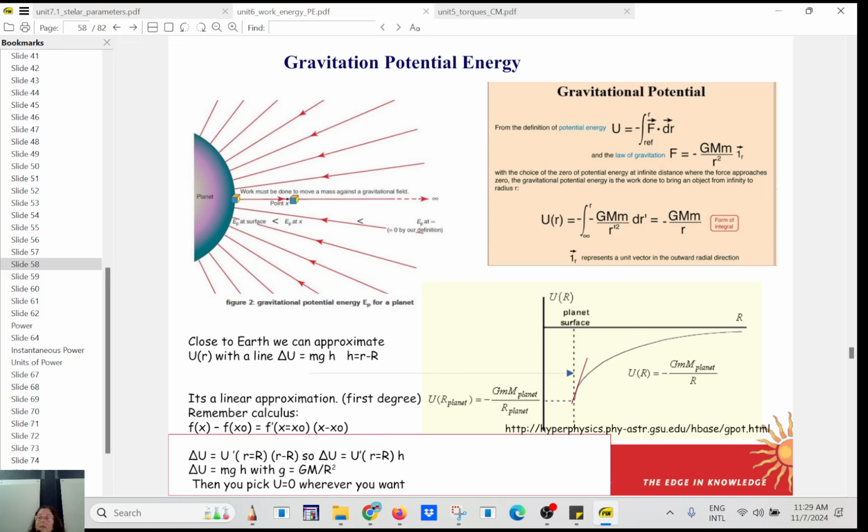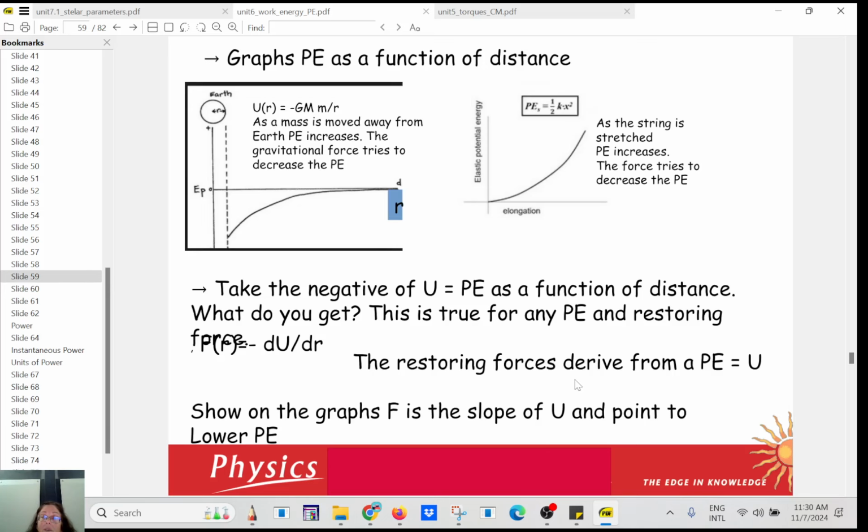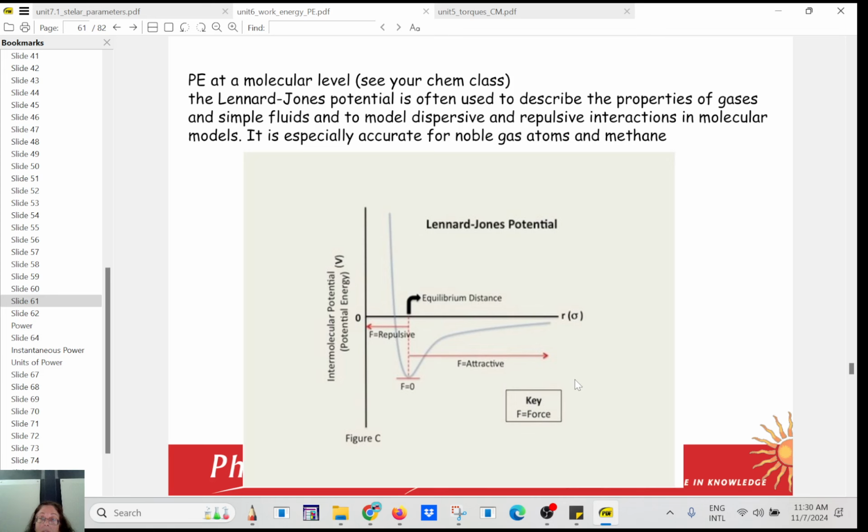If you are interested, you can show that here. You have to use an expansion, what it's called, Taylor series or something like this. You can do that. First, the slope is the restoring force, so it's a gravitational force. Okay, so the slope of potential energy versus distance is the force, the restoring force. It's a slope, the steepness. And you see that close to the Earth it's almost like a straight line. Okay, so we already talked about that.